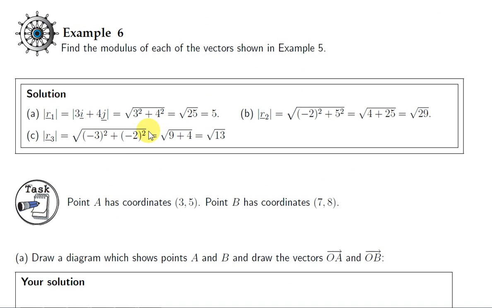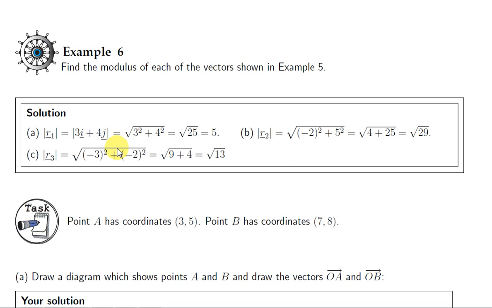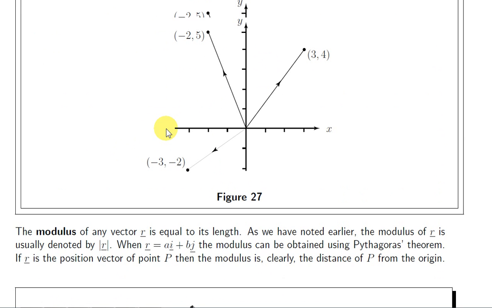So here are some simple examples. These are the magnitudes of the vectors in this diagram. You can just imagine completing right angle triangles and getting the lengths of the 2 short sides of each triangle.